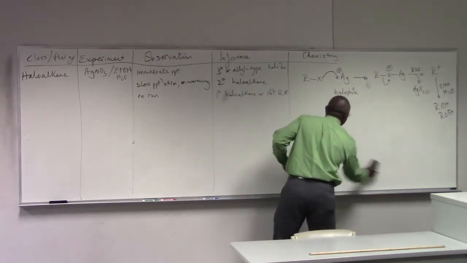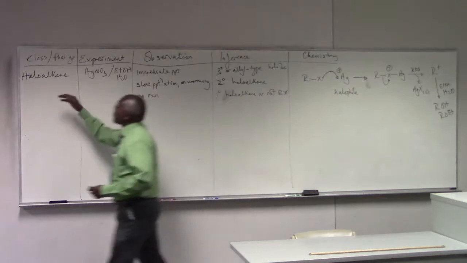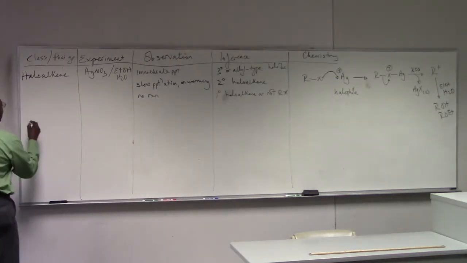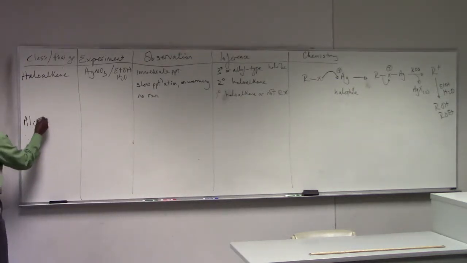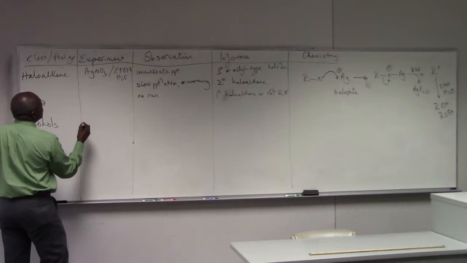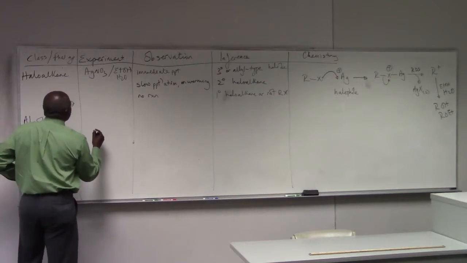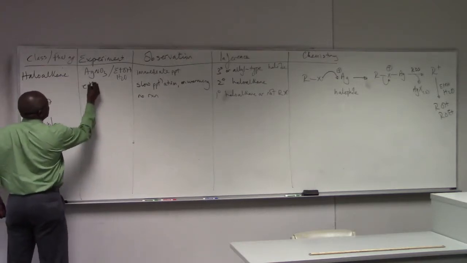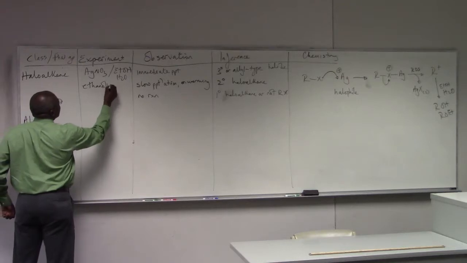Then, at this level, at the alcohol level, we're also going to do tests on alcohols. And there are a number of tests on alcohols. So let's do what's called the Lucas test. So, by the way, again, we call this ethanolic silver nitrate.